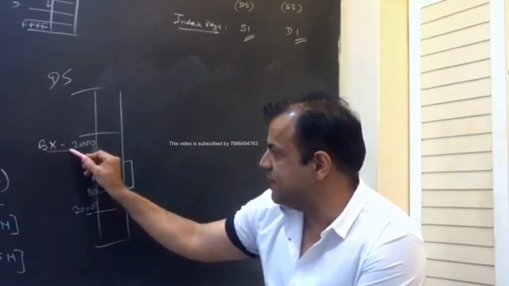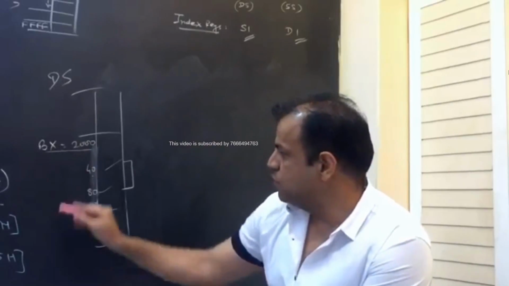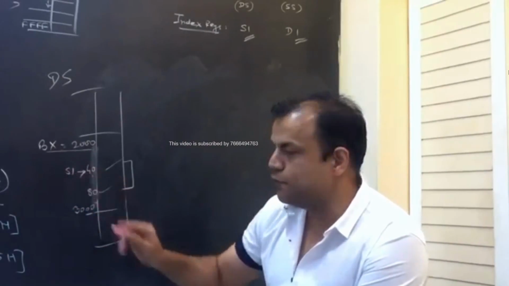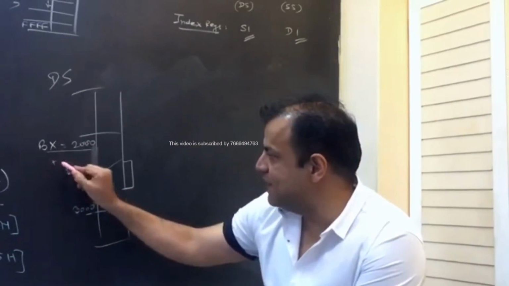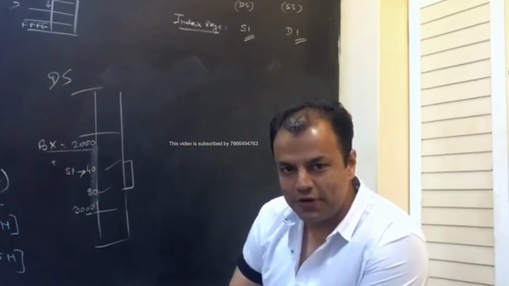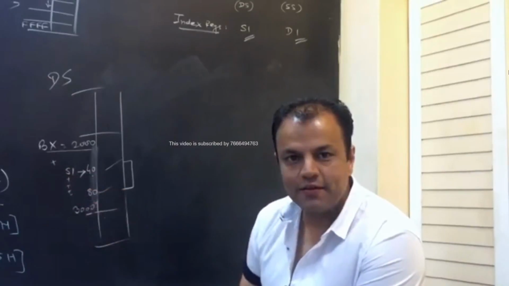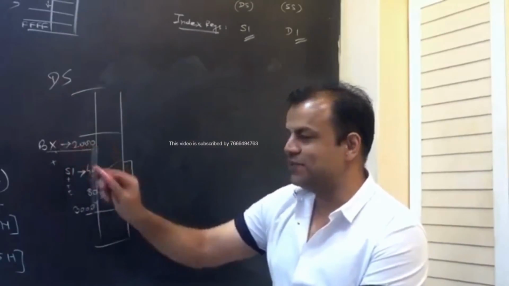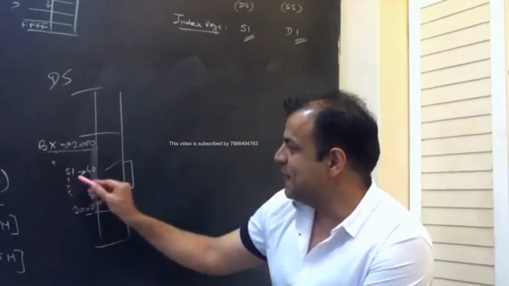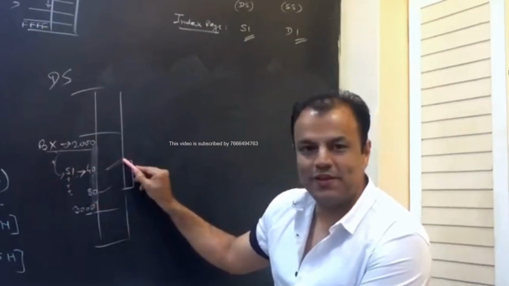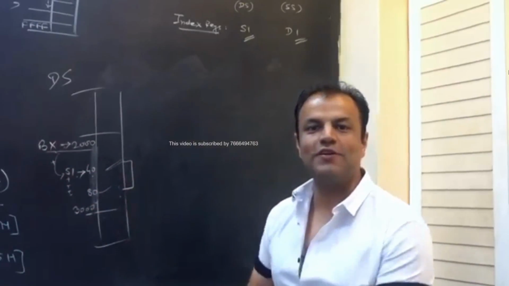You have initialized BX with 2000. You will initialize SI with 40. So when you do BX plus SI, you go to 2040. In the loop, you go on incrementing SI. So BX acts as your base to the array, the base pointer to the array. SI acts as an index within the array. Hence the addressing mode is called base index.